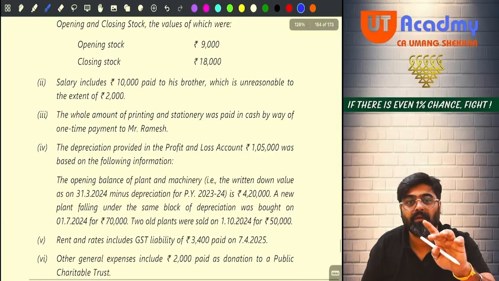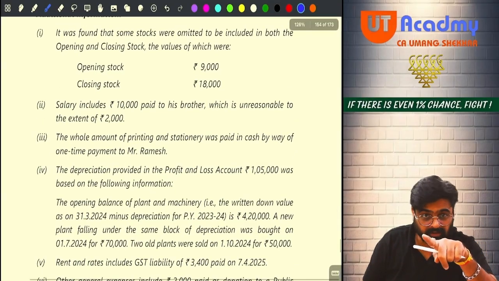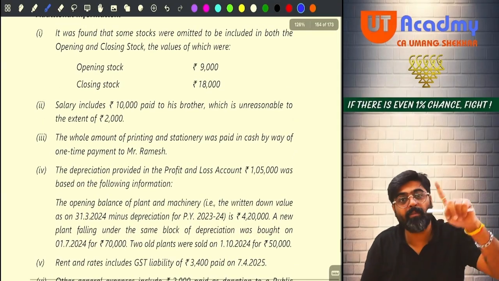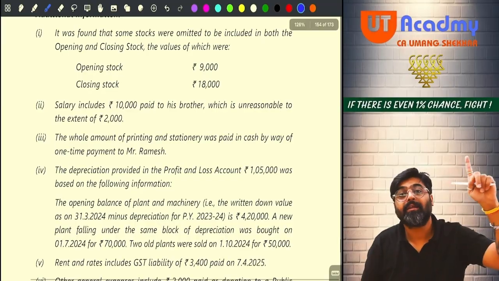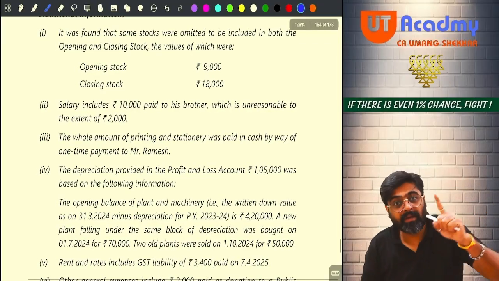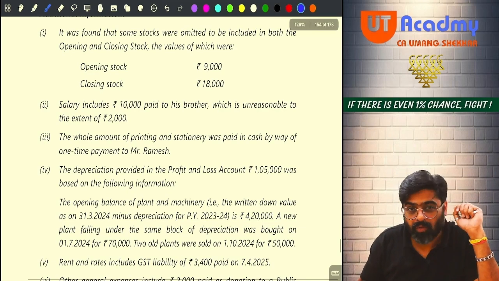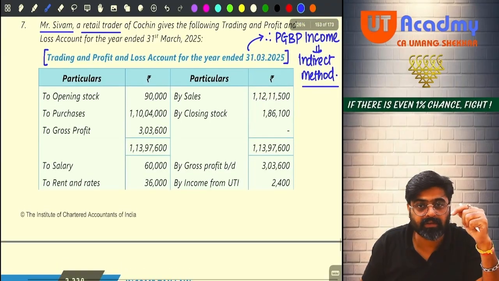Once this is done, come to the table. But wait, with this information also, we'll keep on checking the table, because much of the information given here will relate to something written in that table. Yes or no? So how will we study? How will we read the question?